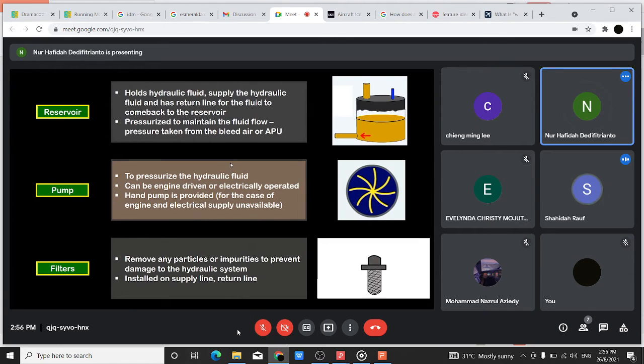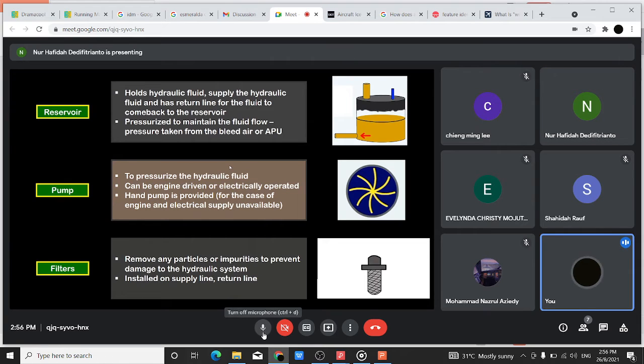What types of fluid we will touch on later on, I'll show you. But for now, I'll tell you that sometimes they will use oil or synthetic. It can be mineral, and it can also be synthetic fluid. Okay, thank you. No problem. So I'll proceed.